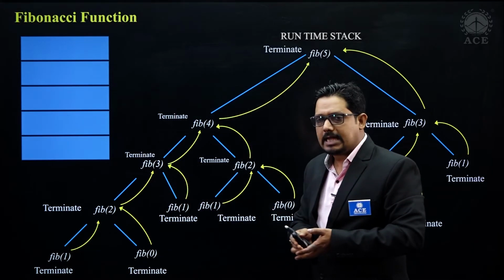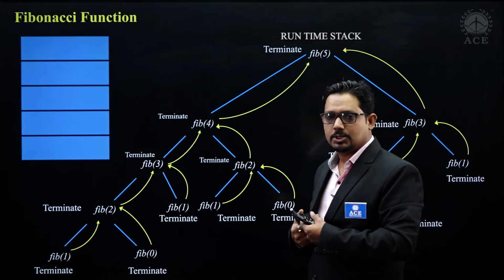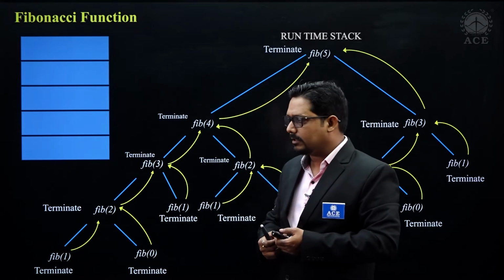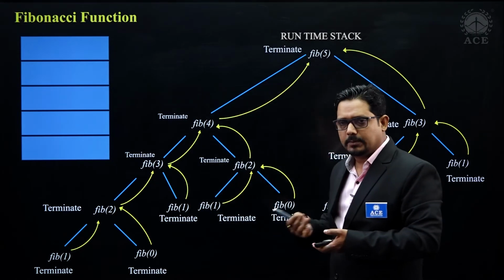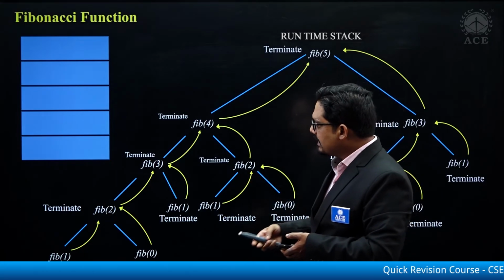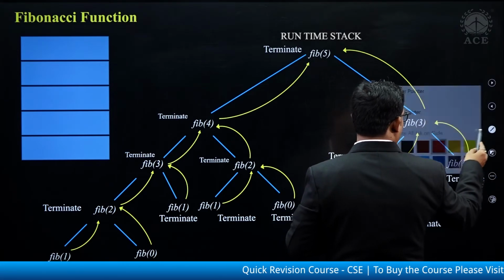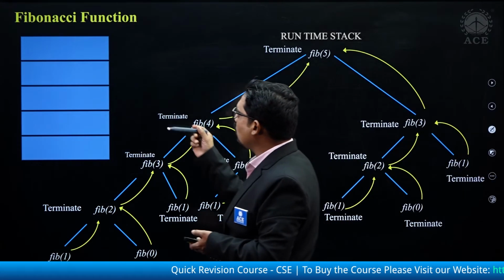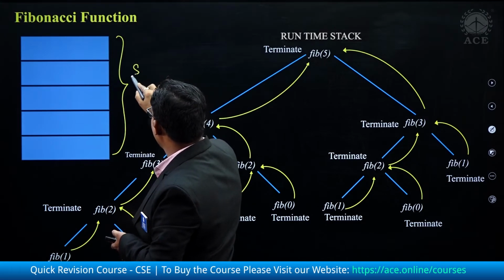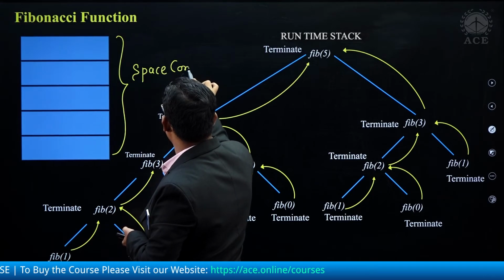This is how the stack works, and this is the example of the runtime stack in this particular case. Here you also observe that apart from the variables that have been used by the Fibonacci function, this is the extra space required in this case. This is the extra space required by the function. And this also defines space complexity.